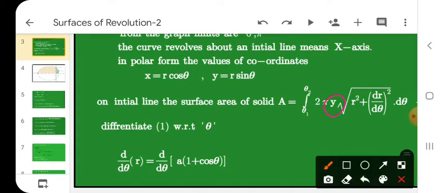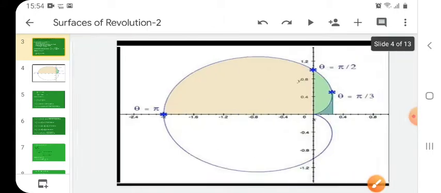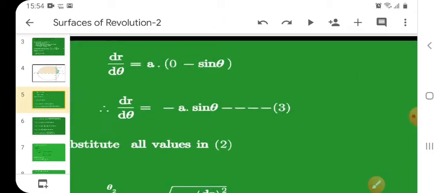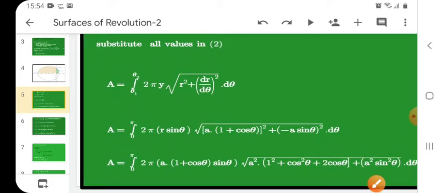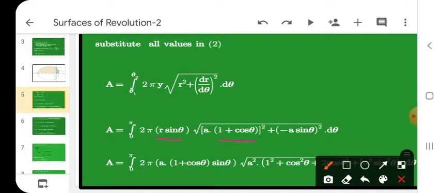We know the y value and r is given equation we know already. And what we find here? dr by d theta. This differentiation are given. What we get here? dr by d theta is minus a sin theta. So after substituting all values, we have to simplify this equation. Okay, I substitute r value, sin theta value.